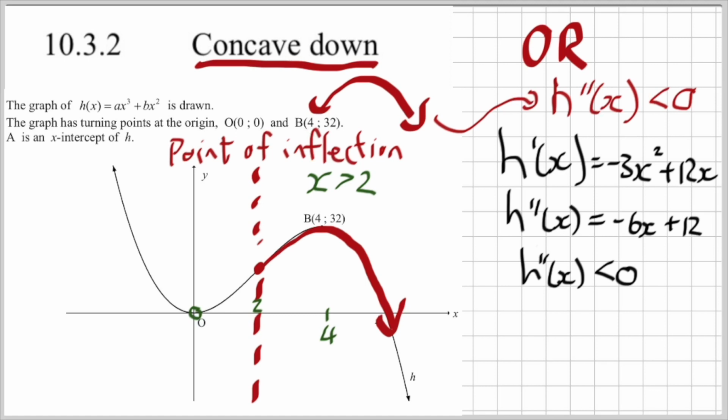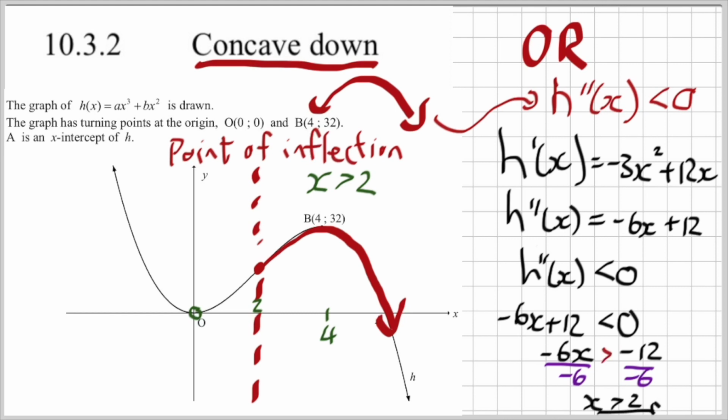Putting that expression smaller than naught, now I have to solve for x. Remember, if I divide both sides by a negative, what must happen to the inequality sign? It has to swap around. So my answer is x greater than 2. But wait, that's exactly what I got there. Oh my goodness!